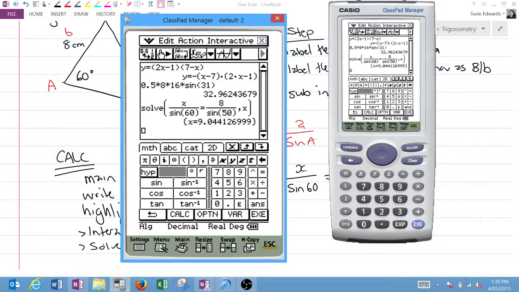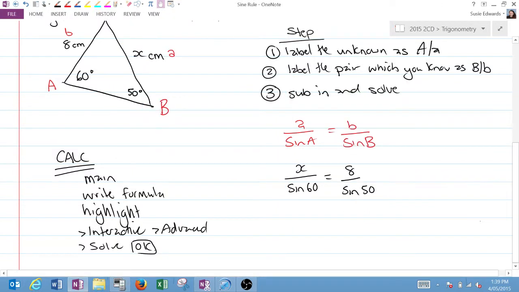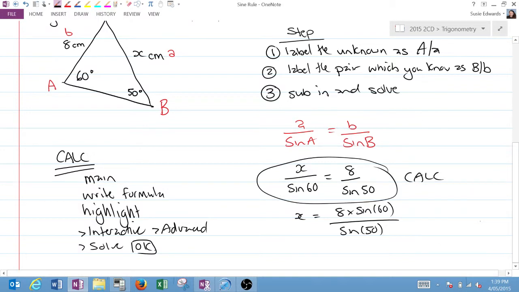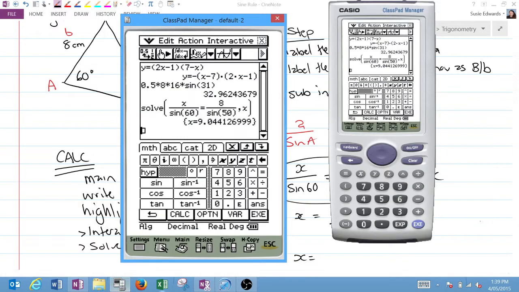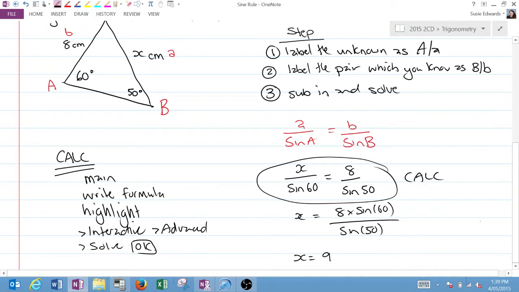9.04 centimetres. Yep. So just go x. Now, if you wanted to use your little scientific one, which I do not recommend, you would have to write x equals 8 times sine 60 over sine 50 into your calculator, and you have to know how to rearrange. But it's easier just to put this into your calculator. That line of working out is the necessary one to get full marks. And so you just say x equals 9.04 centimetres, 2 decimal places.